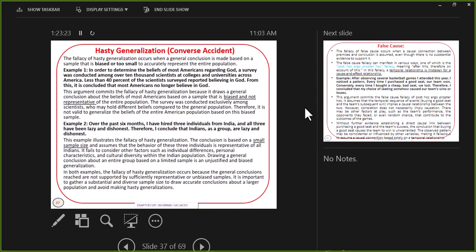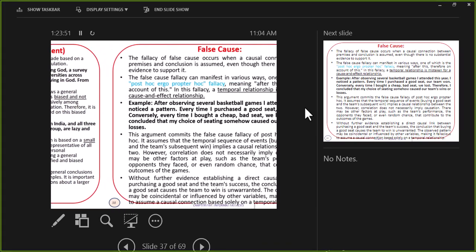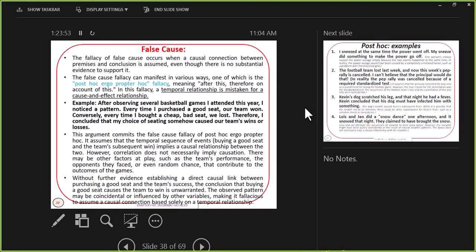In the second example, the sample is very small, right? Over the past 6 months, I have hired 3 individuals from India, and all 3 have been found to be lazy and dishonest. Therefore, all Indian people are lazy and dishonest. It's typically what? Hasty generalization, very unrepresentative, a fairly small sample size, not representative of the whole population, right? So 2 conditions must be met. The sample must be representative, randomly selected. It must be big enough to represent the entire population.